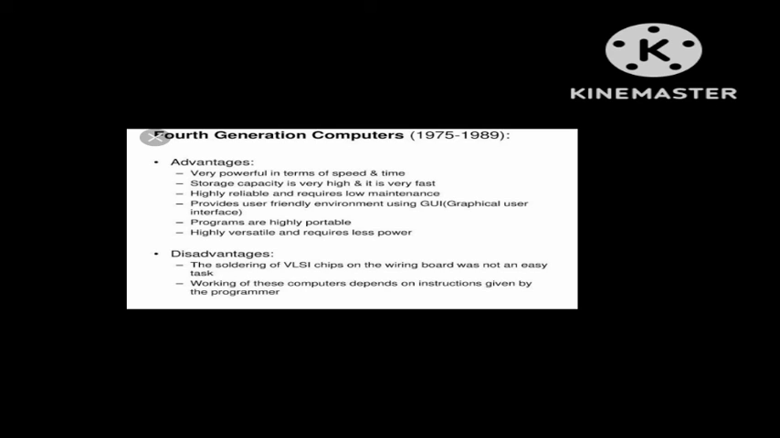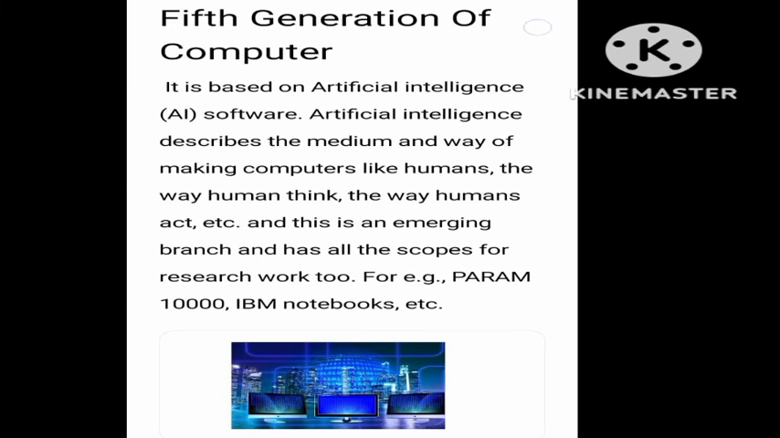Disadvantages. First one, the soldering of VLSI chips on the wiring board was not an easy task. Second one, working of these computers depends on the instructions given by the programmer. These are the advantages and disadvantages of the fourth generation of computers.